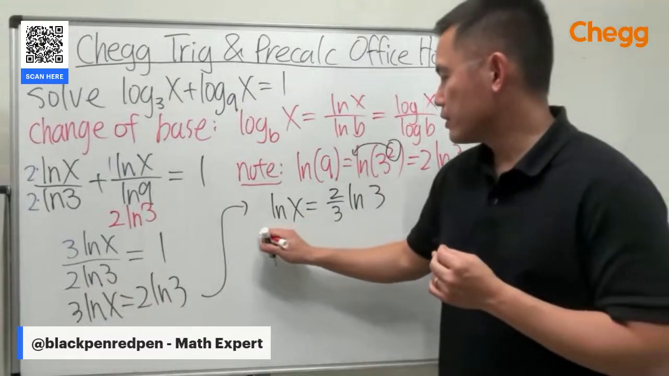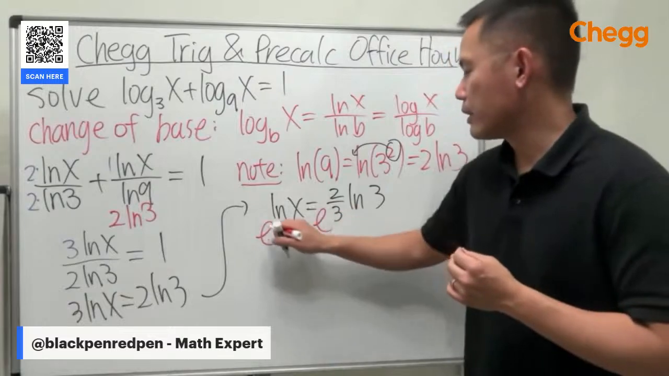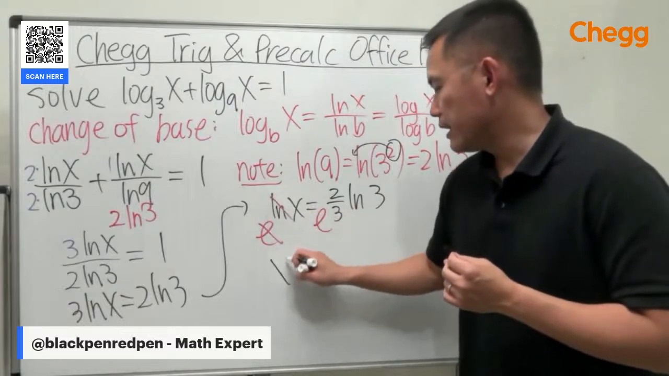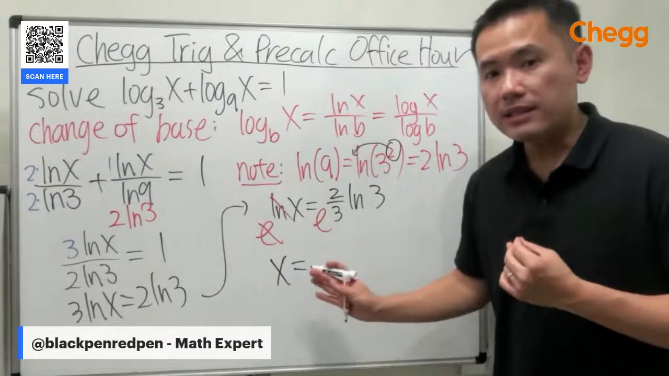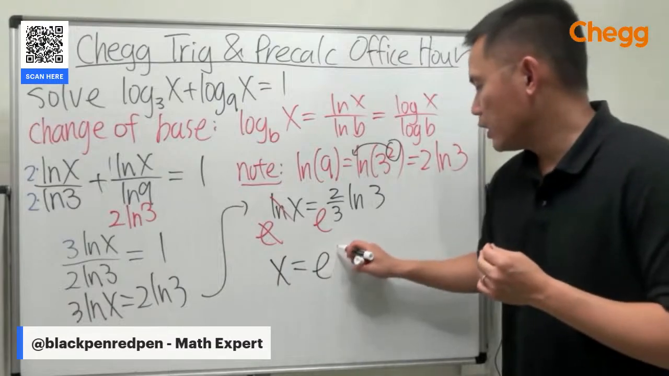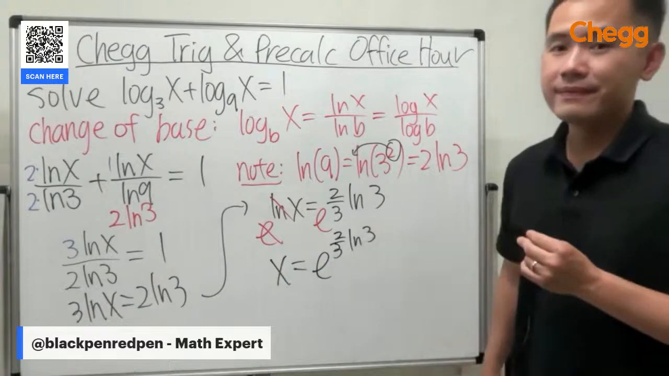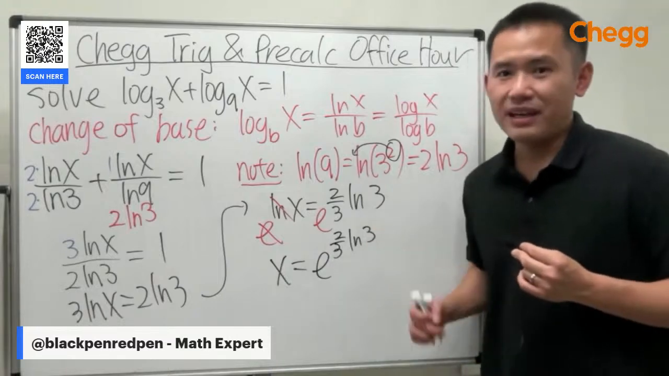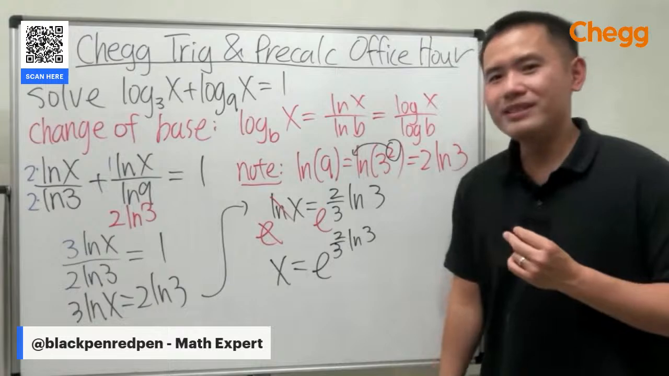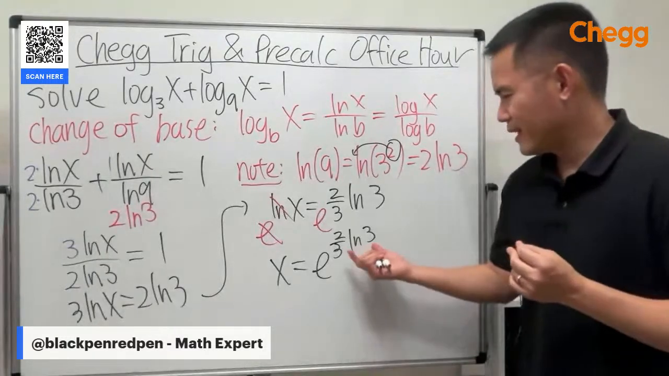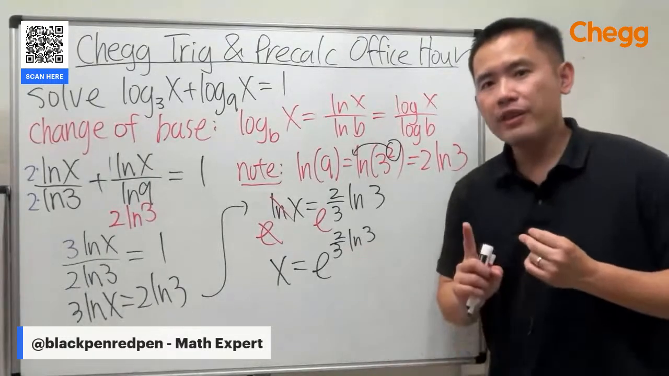And then finally, we can just do e to this power and e to that power, so they cancel, and then we can get the x by itself. x is equal to e raised to the power of 2/3 ln 3. Well done, kind of. This is a pretty crazy looking power, right?